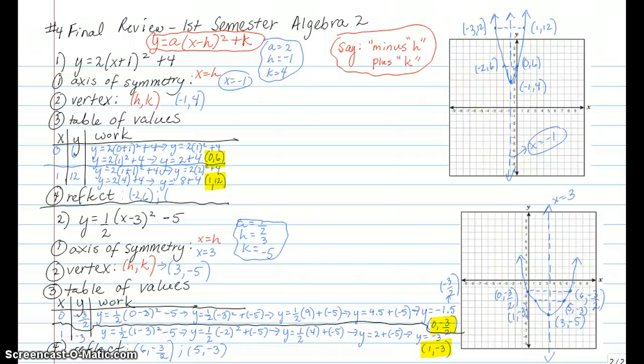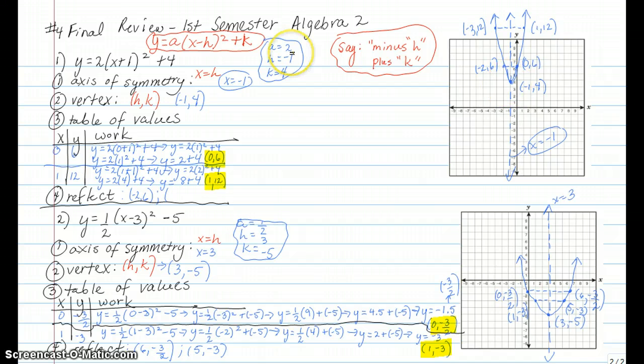Okay, on number 1, we have y equals 2 times x plus 1 squared plus 4. We know that our h value is -1 because it's supposed to be minus h, so we do the opposite of 1, which is -1. It is plus k, plus 4, so it just becomes 4. So the axis of symmetry is x equals -1. We have a vertical line drawn at -1. The vertex is h, k, so it's -1, 4. We have plotted a point at -1, 4.